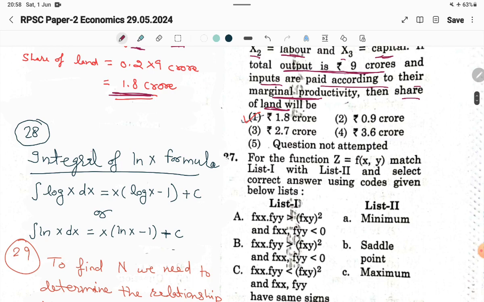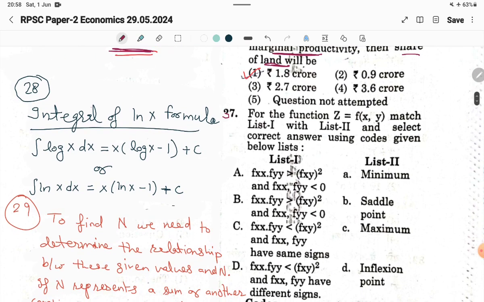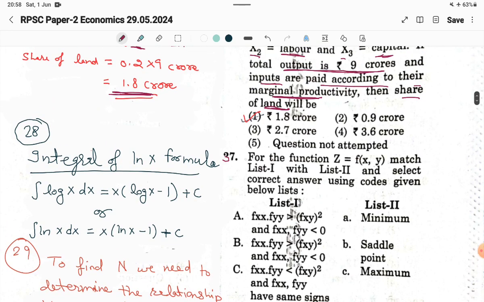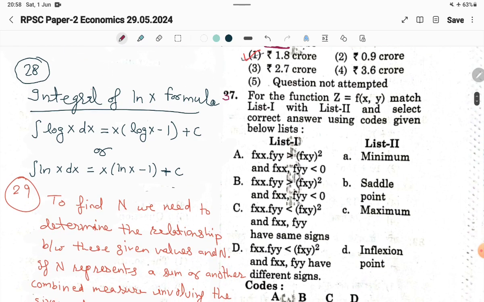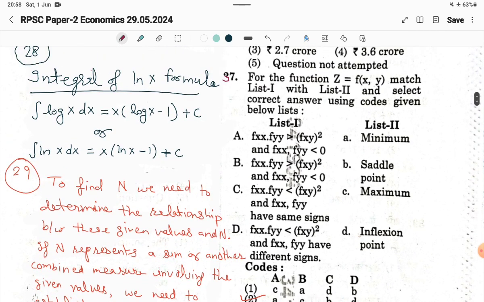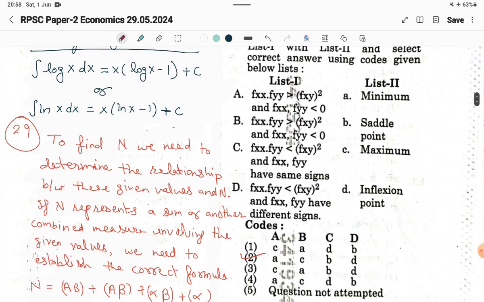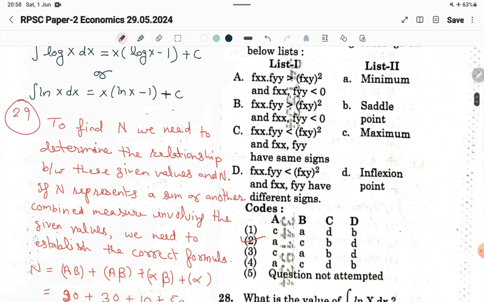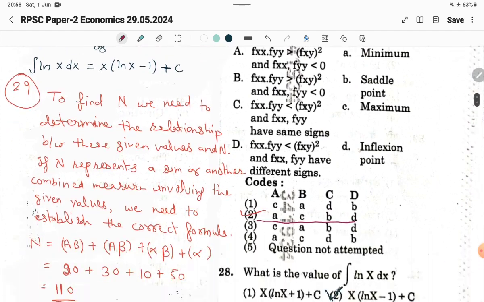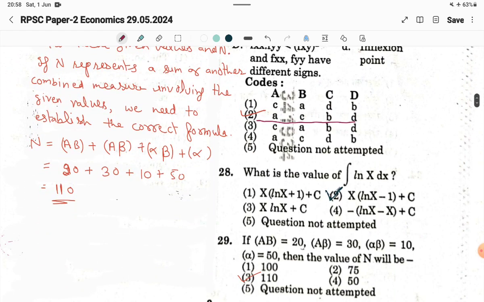Now the 27th question. For the function z, sorry, for this question I am unable to solve it. So if anyone knows the answer to this question, please put it in the comment box. I think according to my guess it should be the correct answer, but I am not sure about this. So now we should move to the 28th question.